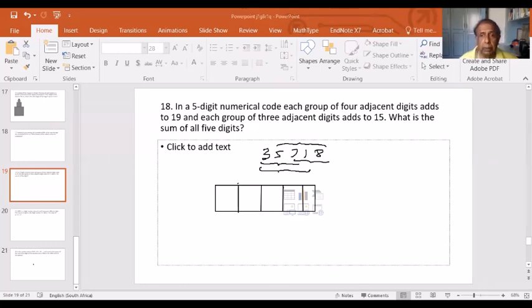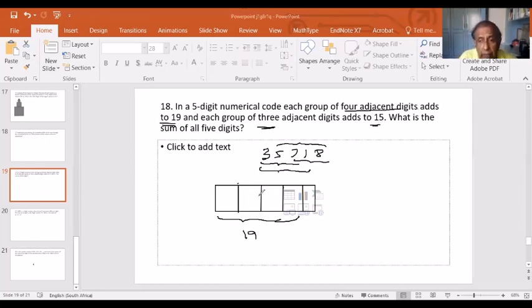We want to use the information now. They say each group of 4 adjacent digits. Let's take this first group of 4 adjacent digits. They add up to 19. When you add the 4 numbers, oh, I'm sorry, there's supposed to be 4. We're all the way up to there. Those 4 numbers add up to 19, right? 4 adjacent digits add to 19. And each group of 3 adjacent digits adds to 15.